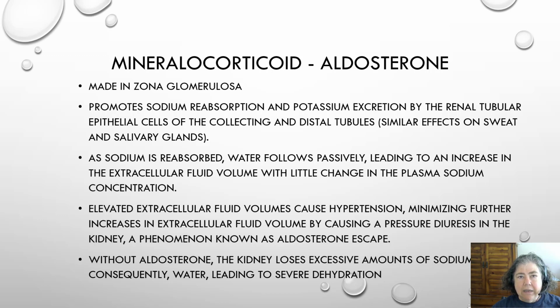Aldosterone, which is a mineralocorticoid made in the outermost layer, is really important in promoting the reabsorption of sodium in exchange for the excretion of potassium in the renal tubular epithelium of the distal convoluted tubule and the collecting ducts. Interestingly, it has similar effects on salivary glands and sweat glands. So aldosterone changes the composition of perspiration and of saliva as well as of urine.